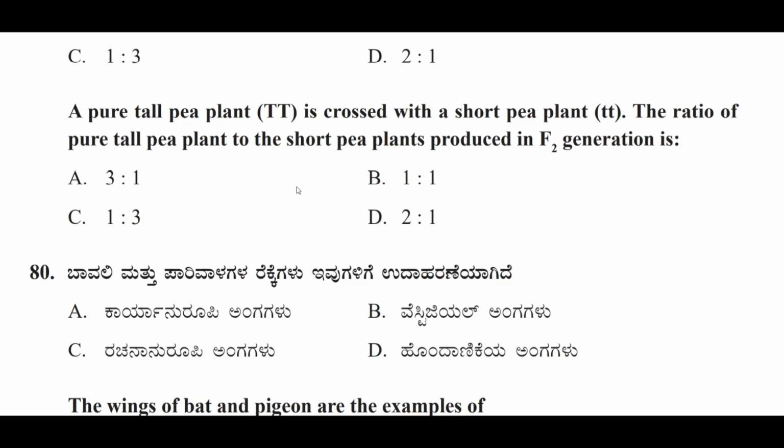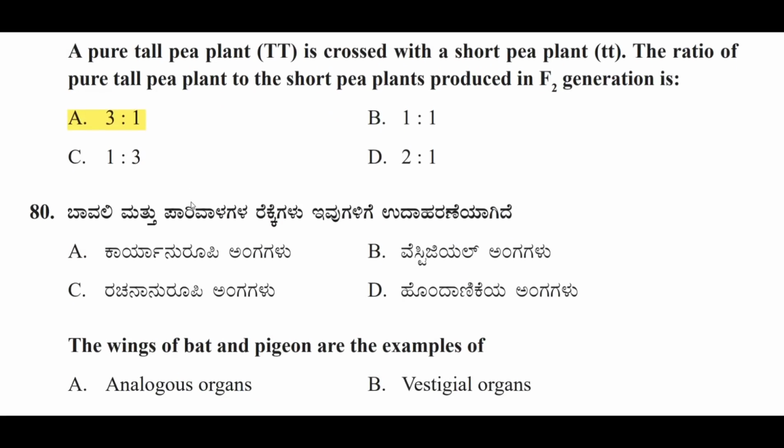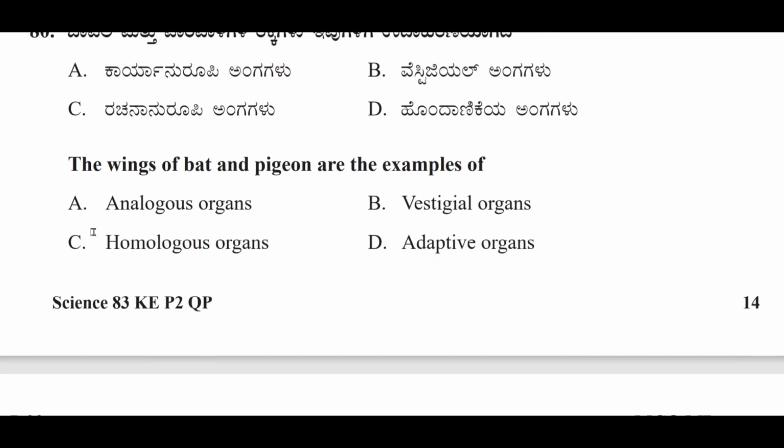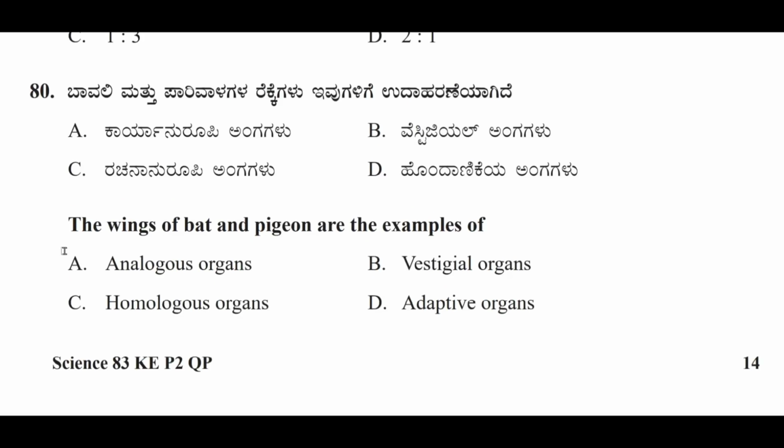Next question, a pure tall pea plant TT is crossed with a short pea plant tt. The ratio of tall pea plants to short pea plants produced in F2 generation is 3:1. 3 tall plants will be produced with 1 short pea plant. Therefore, the correct answer is 3:1.